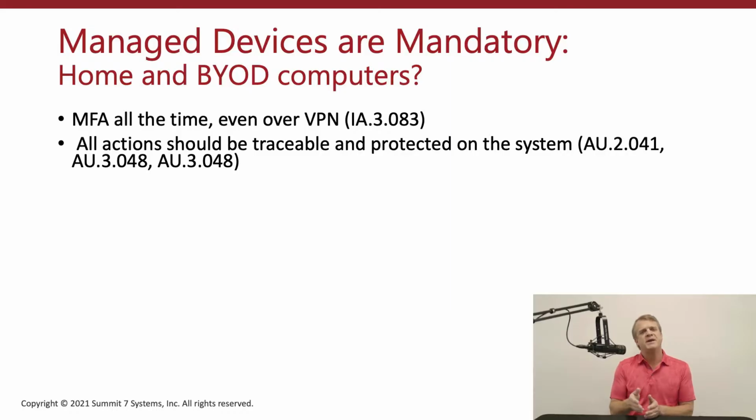The others, let me throw out a couple more, are AU.2.041, 3.048, and 3.048, all in the audit. It says all actions should be traceable and protected on the system. Well, if you're coming from your home machine, we have no way to trace it. We don't know what's on your system, right? There's no good way for us to enforce multi-factor on that. This is true of BYOD, whether it's another commercial laptop you own, or whether it's from home.